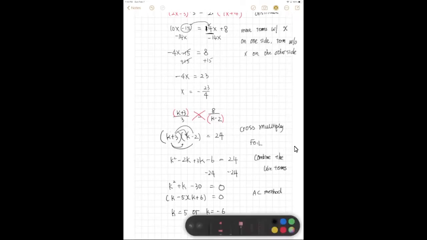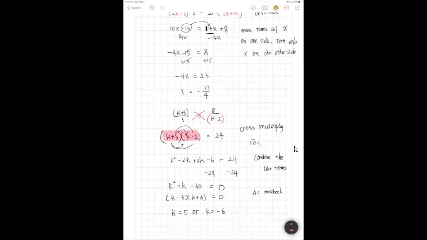Okay, so let me recap this part. If you see two terms multiplied together, you FOIL it. After you FOIL it, since we see these power 2 trinomials, we want to combine the like terms so that they can become a quadratic function we can factor out.